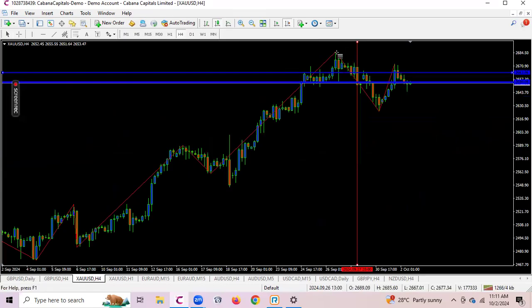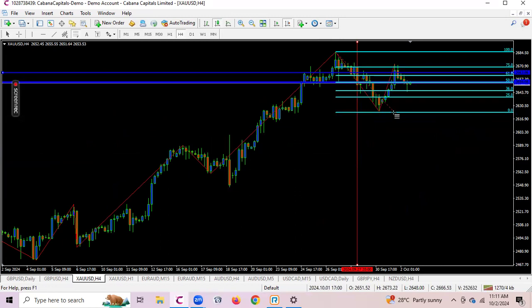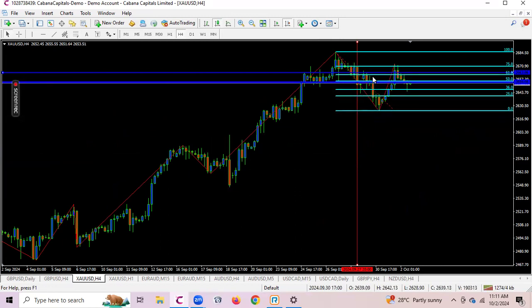Also, if we apply our Fibonacci on the 4-hour time frame, this will be our swing high. This is the most recent swing high, and this is the most recent swing low. If we apply our Fibonacci tool, you would agree with me that price has tested the premium area. You can see at this point. And after testing the premium area, what happened? You can see there was a strong pullback from that area.